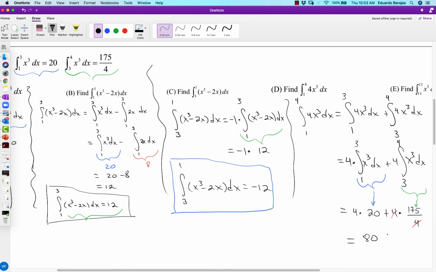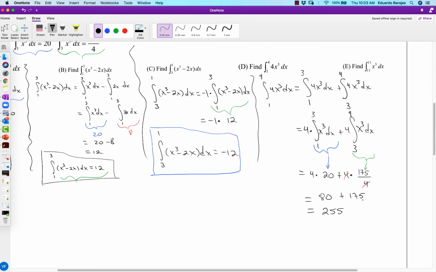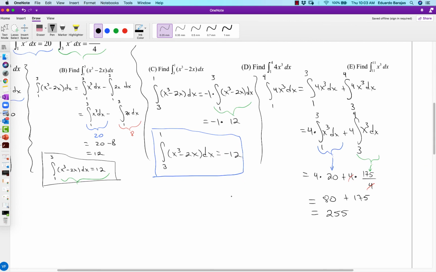So I get 80 plus 175, which is equal to 255. So I can restate the whole thing then. The integral from 1 to 4 on 4x cubed dx is equal to 255.